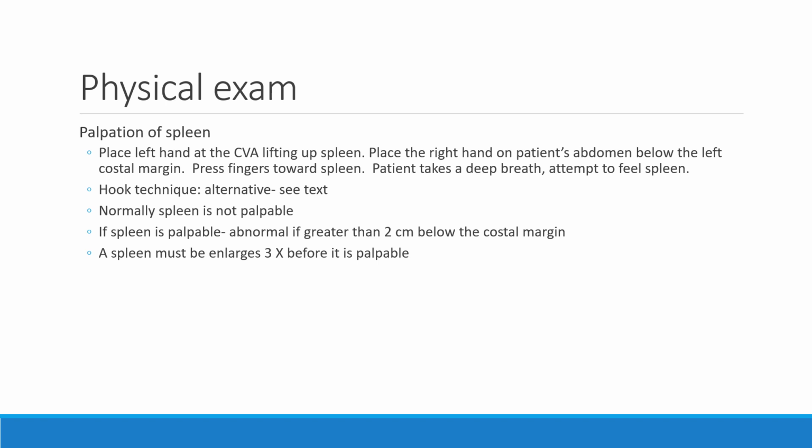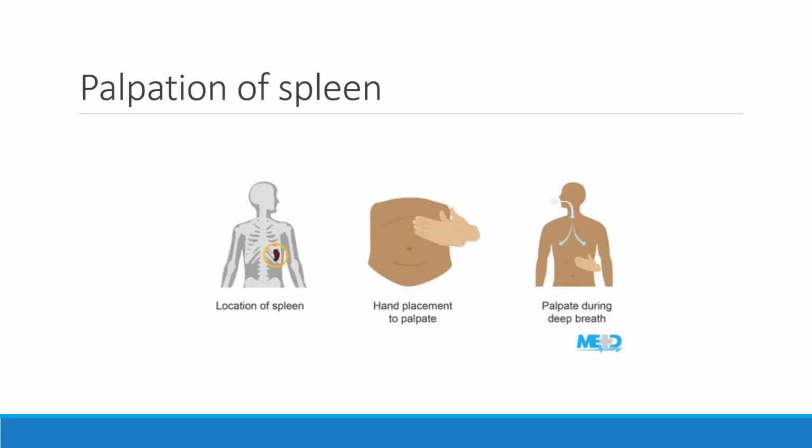Normally, you cannot palpate the spleen. The spleen has to be enlarged 3 times its normal size before it is palpable. And typically, if it is palpable, it's considered abnormal if it's greater than 2 centimeters below the costal margin. And this just shows the palpation technique when we are palpating the spleen.